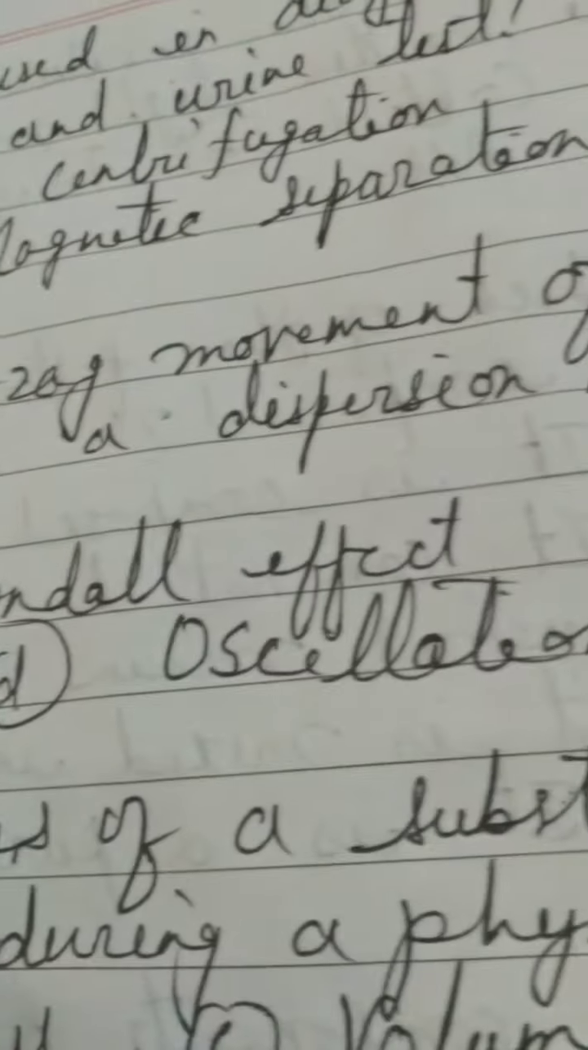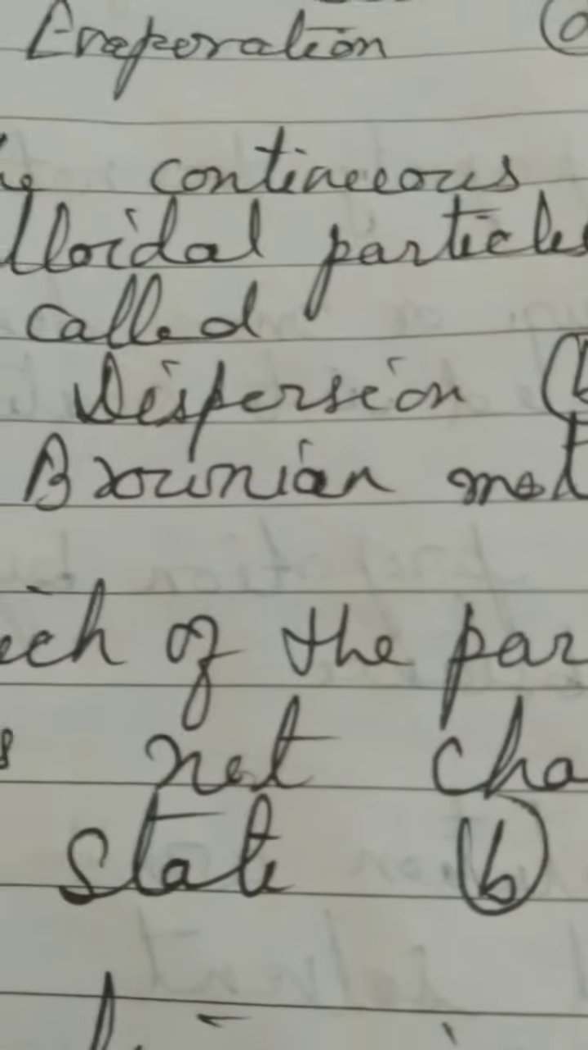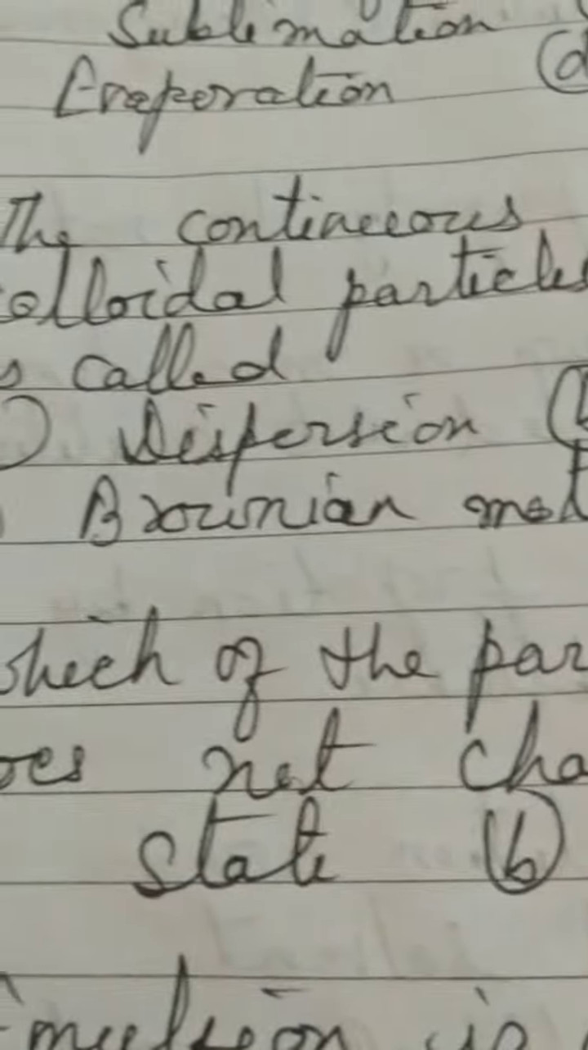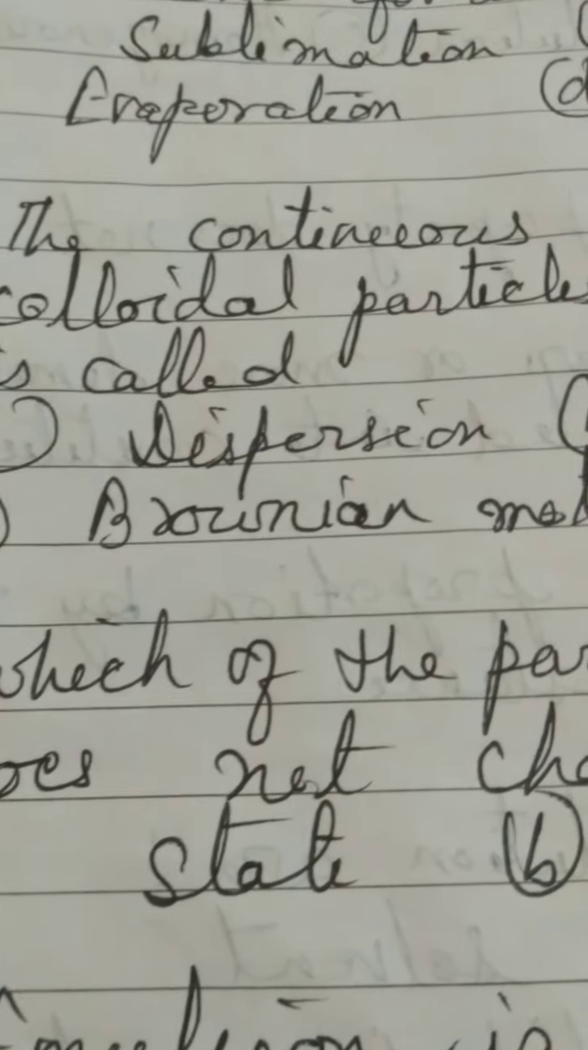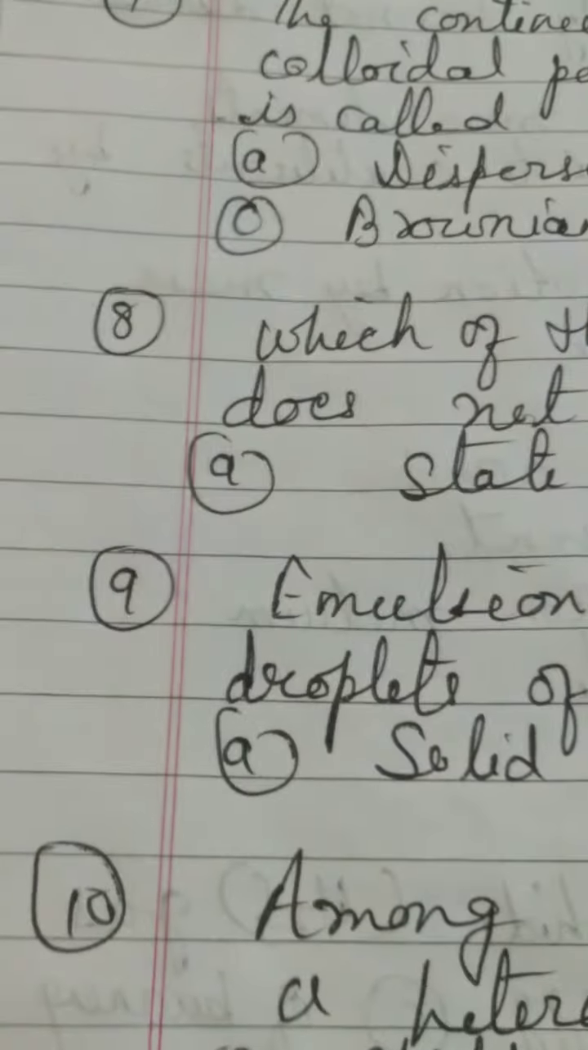Question number 7. The continuous zigzag movement of colloidal particles in a dispersion medium is called what? Continuous zigzag movement. Just remember that motion which has been named after the scientist who discovered it. Dispersion? No. Tyndall effect? No, but very close. Brownian motion? Exactly. Oscillation? No.